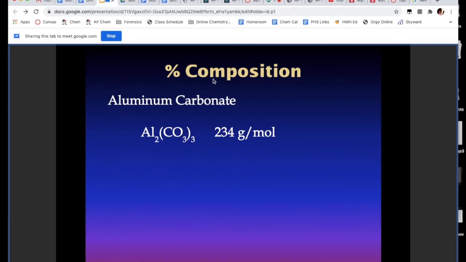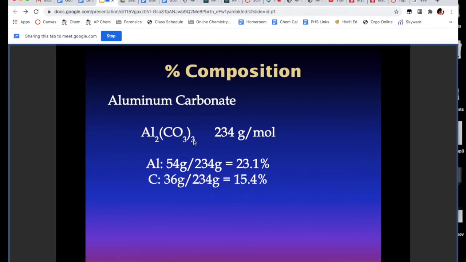Because I want percent composition, not molar mass. So now what I'm doing is basically just saying the percentage of each element. Let me give you an example. 2 times 27 is 54. Divided by 234 of that compound by mass, aluminum is 23.1% of aluminum carbonate.